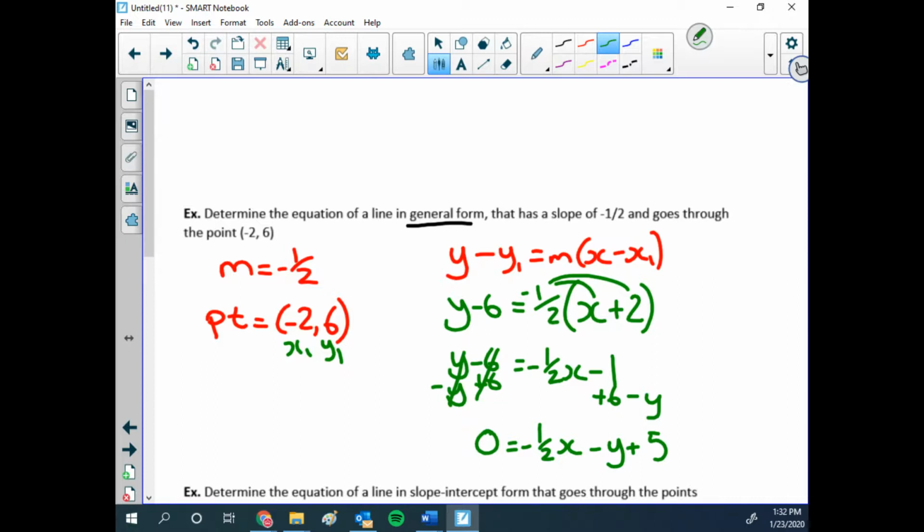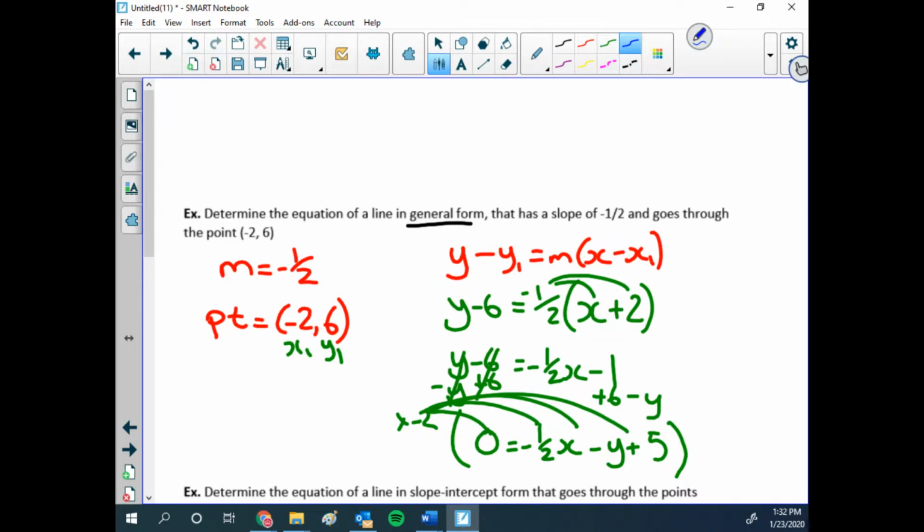What do I need to keep doing? I need to make x positive, and I got to get rid of the fraction. So if I need to make x positive and I need to get rid of that fraction, what am I going to have to do here? Times by -2, right? And remember, if you're multiplying by -2, you can't just do that to one term. We have to preserve the equality. So I'll multiply that to everything in there.